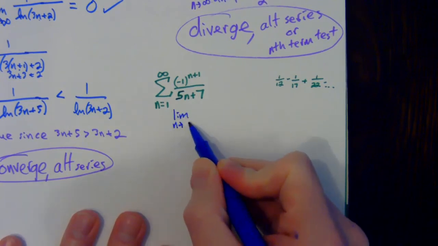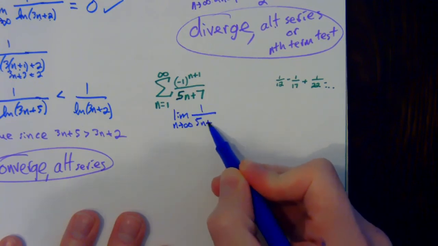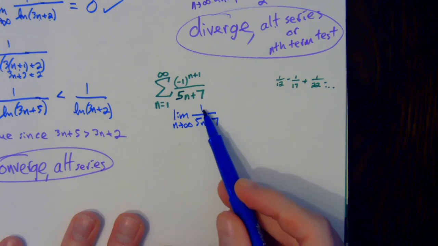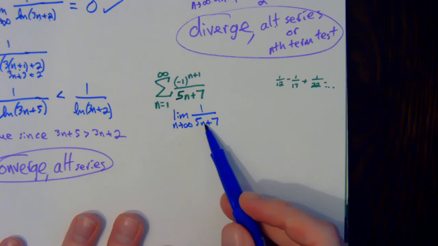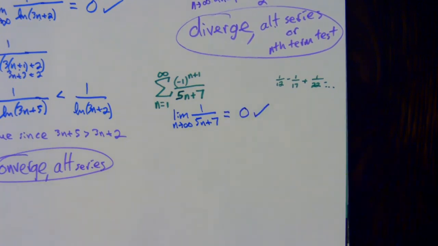So we're going to do a limit as n approaches infinity of the a sub n. So that's 1 over 5n plus 7. And then notice that that's like 1 over infinity. That's like n to the 0 over n to the first. The degree on the bottom is larger. So that's 1 over infinity. So that's equal to 0. So that's the first part of that thing.